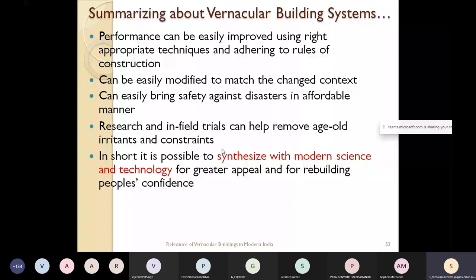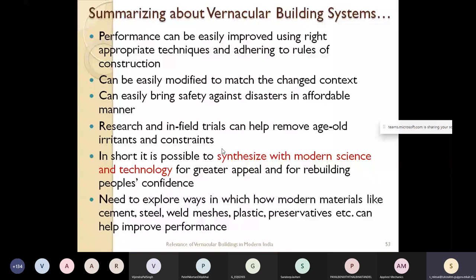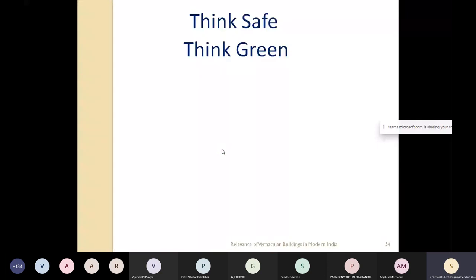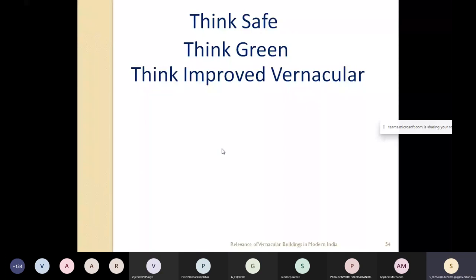And to build people's confidence in that, we need to bring in respectability. And I think it's the education system that should do that. So I think this is all. We need to think safe, we need to think green, we need to improve vernacular. I think that's the way to go.